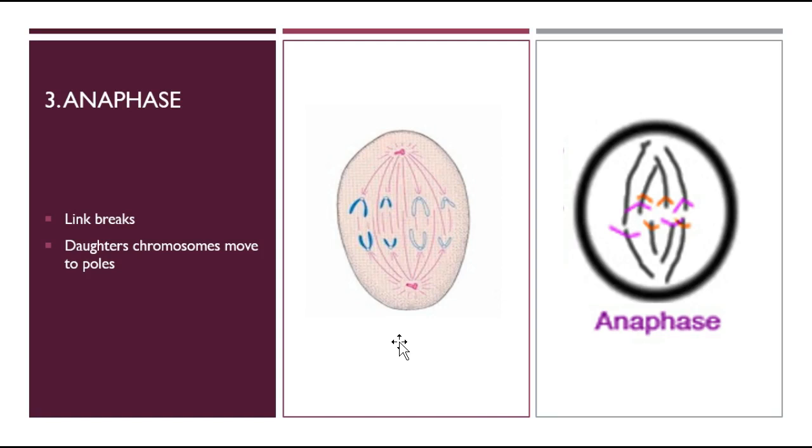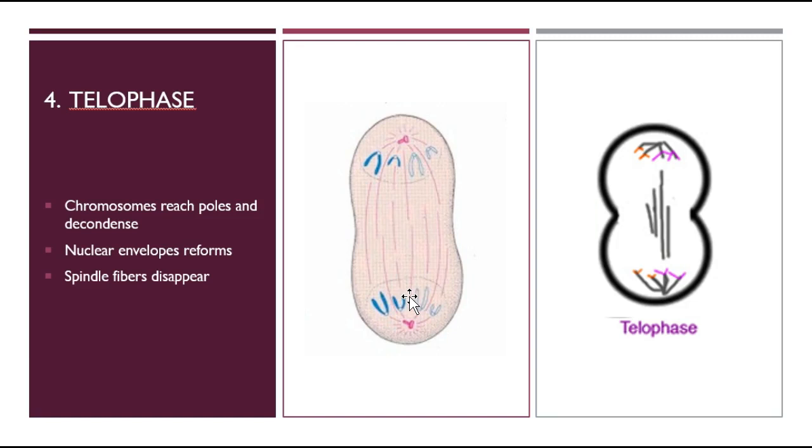After metaphase, the third phase is called anaphase. At this point, the link will break. You remember just now all the chromosomes lined up here. The link breaks, and then the 2 daughter chromosomes move to the poles. The movement is a process, which is the anaphase subphase. Before the last process of cell division, the chromosomes, at the end, will reach the poles and decondense back. And then slowly the nuclear envelopes reform and the spindle fibers disappear.